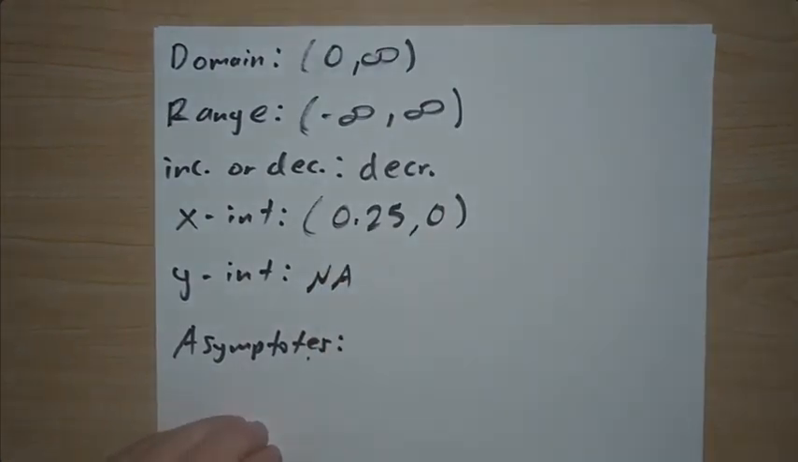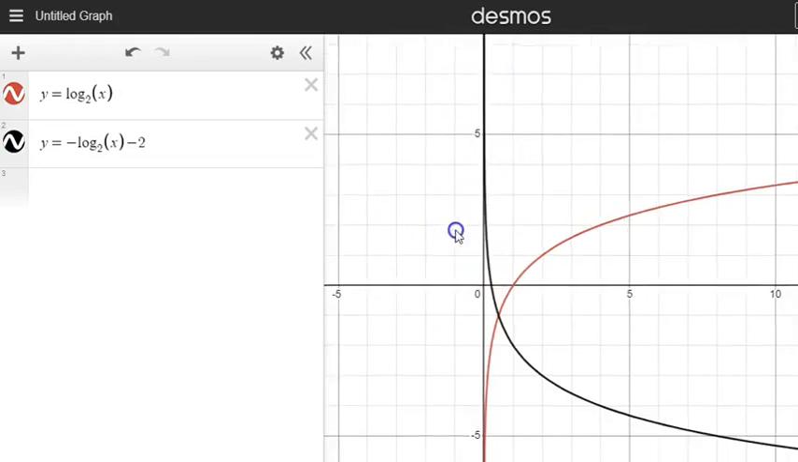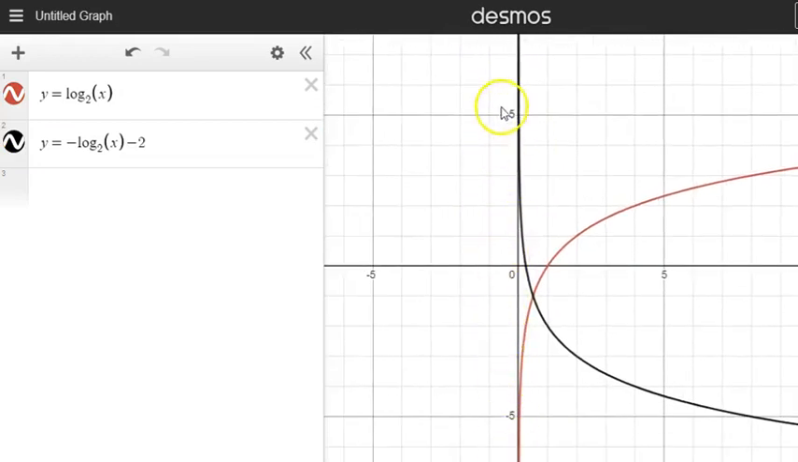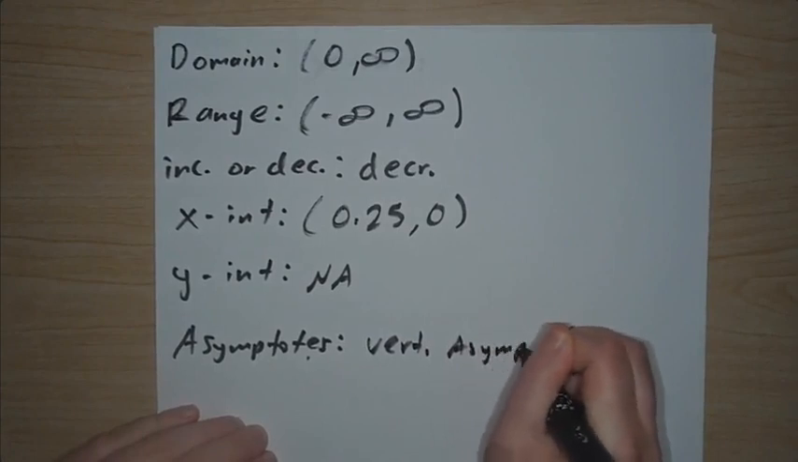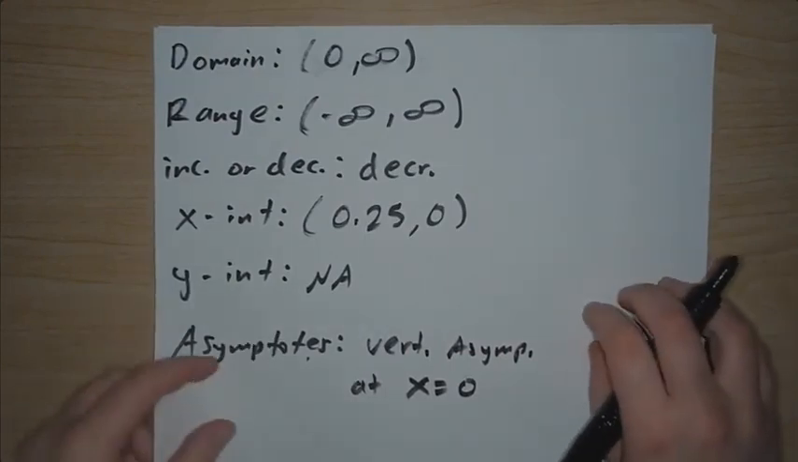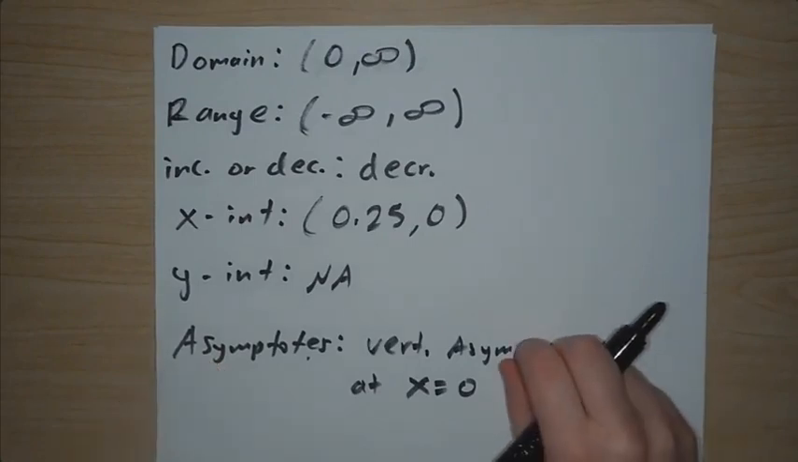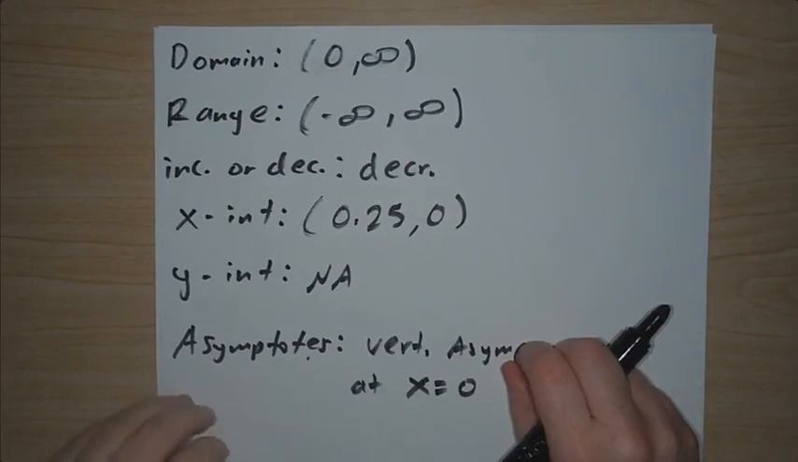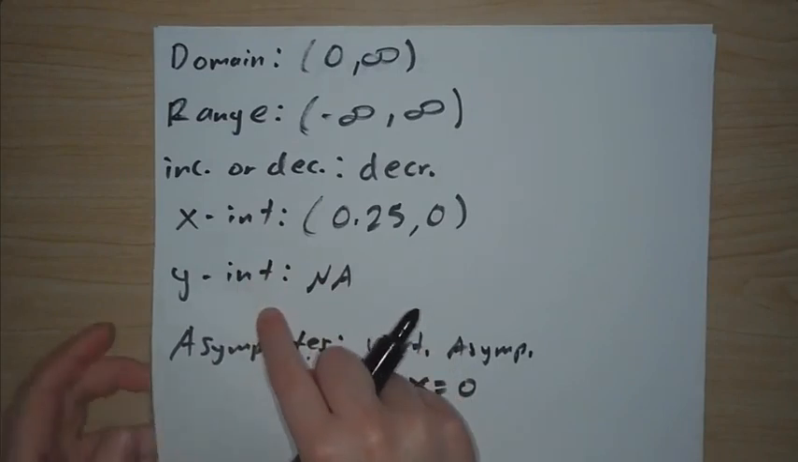And we know that we have, I mentioned it already, a vertical asymptote at x equals 0. In both the original and the transformed function, it has not changed. So we can write that down. We have a vertical asymptote at x equals 0. So we have successfully determined all this key information about this function f of x equals negative log base 2 of x minus 2. I'm going to algebraically solve for the x and y intercepts in case you do not have a graph.